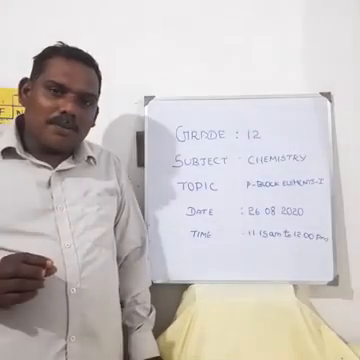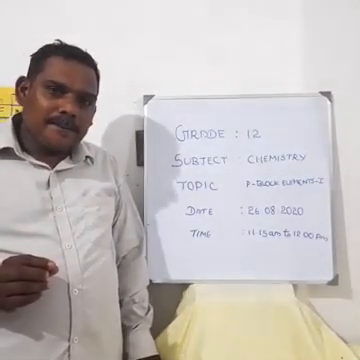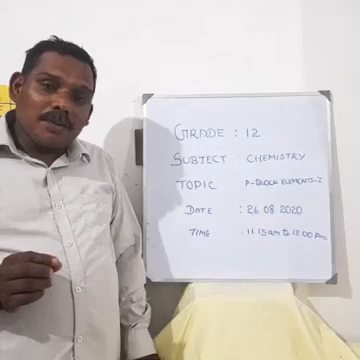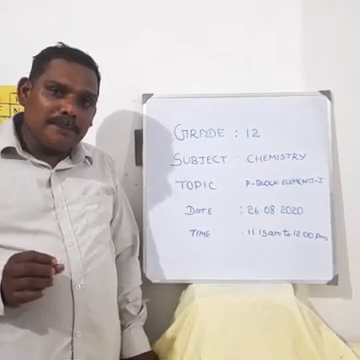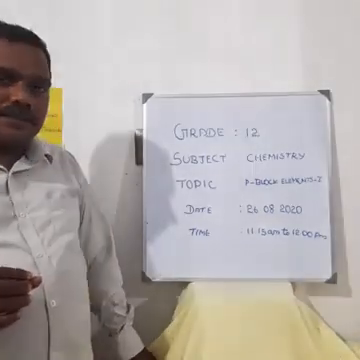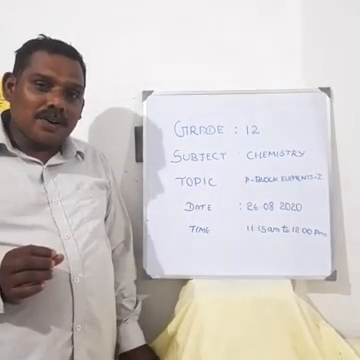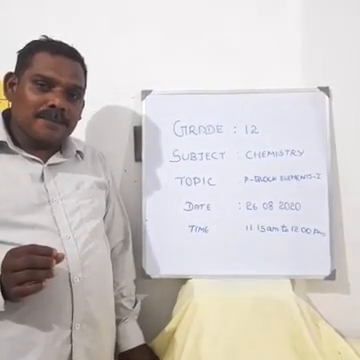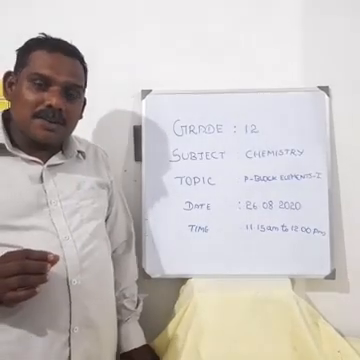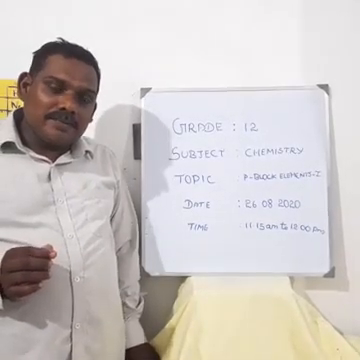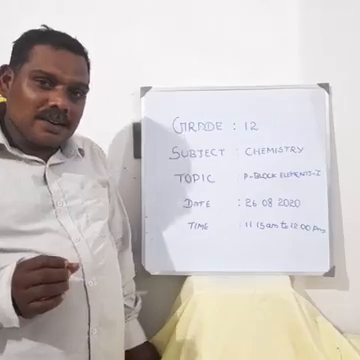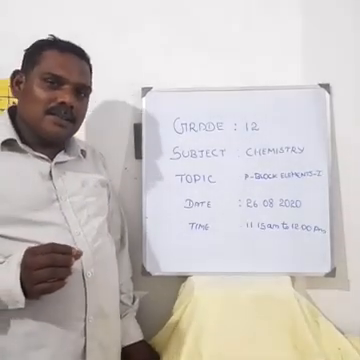What is the formula for boron nitride? BN. Okay, correct answer. How much temperature is applied for the formation of oxide? 900 Kelvin. Okay, correct answer.